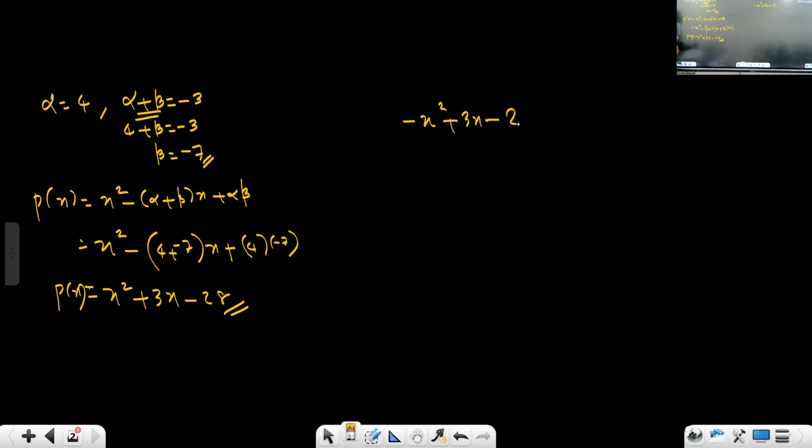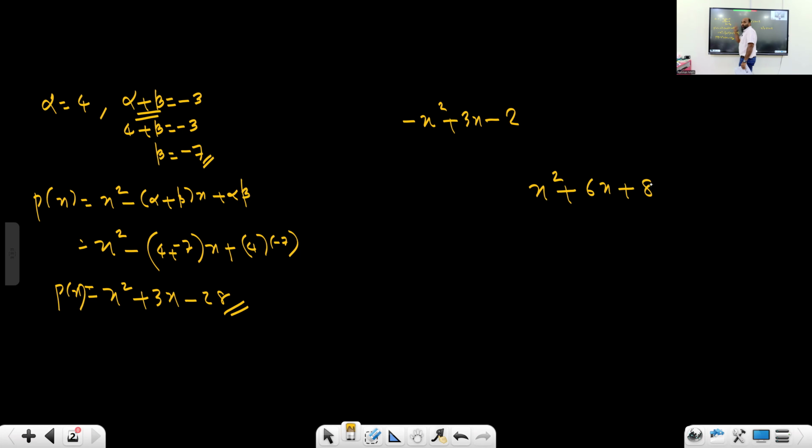I'll tell you something. All of you listen. x square plus 6x plus 8. This polynomial opens towards where? And from where it is changing, where it is crossing the x-axis and y-axis. Sometimes they will ask, it's a new topic for you, polynomial related. All of you listen carefully. Many new things will teach.